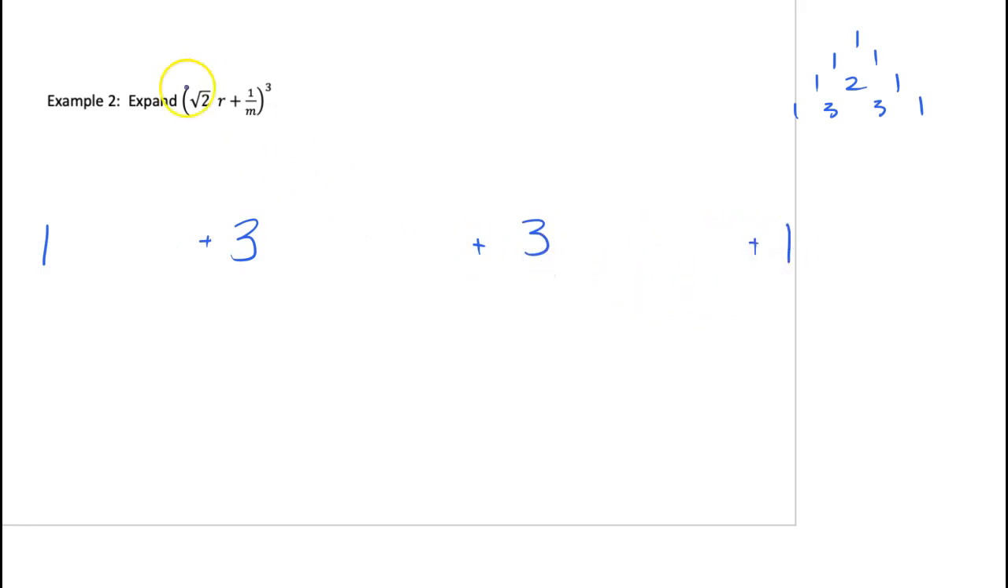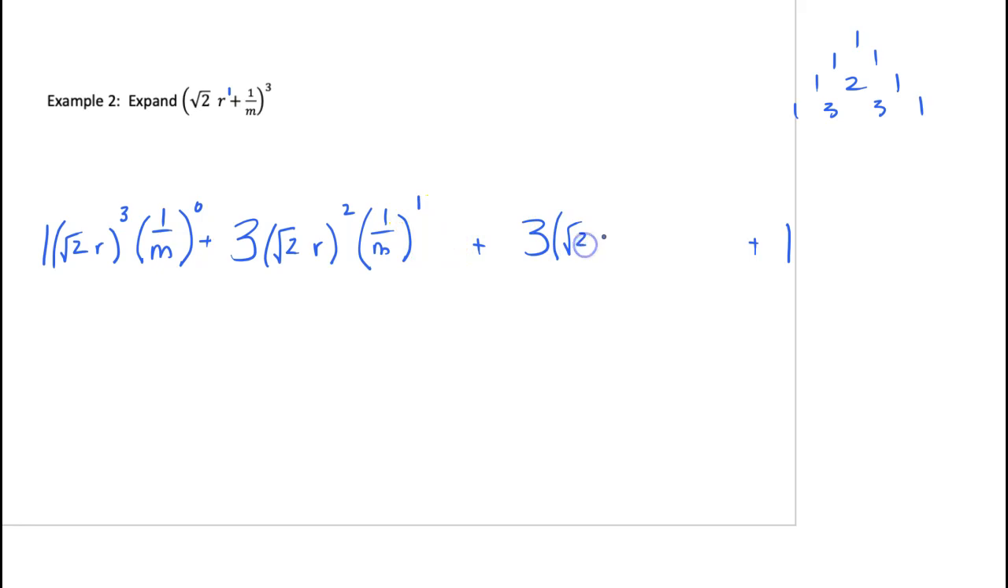And now I'm going to go through and I'm going to write, notice that the square root of 2 is by itself. The r is to the 1st power. So the r is not underneath the square root. So we've got square root of 2 times r, and that's going to go to the 3rd power. And then 1 over m is going to be to the 0 power. We've got our square root of 2 times r to the 2nd power. And then the 1 over m is going to go up 1 in power to the 1st.